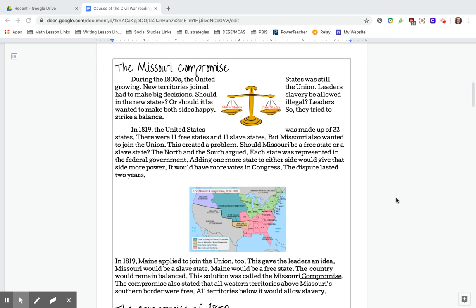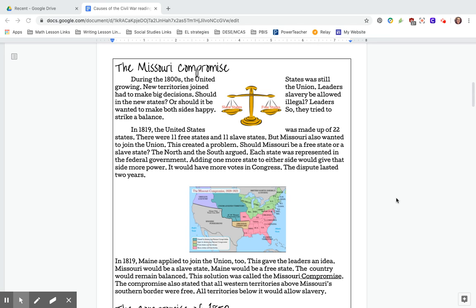The Missouri Compromise. During the 1800s, the United States was still growing. New territories joined the Union. Leaders had to make big decisions. Should slavery be allowed in the new states, or should it be illegal? Leaders wanted to make both sides happy, so they tried to strike a balance.